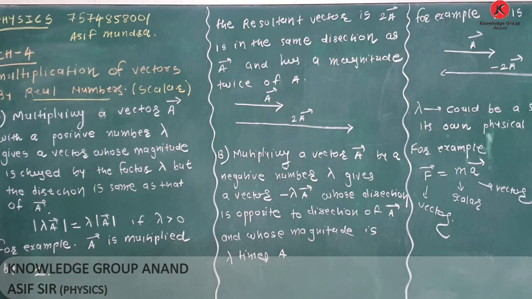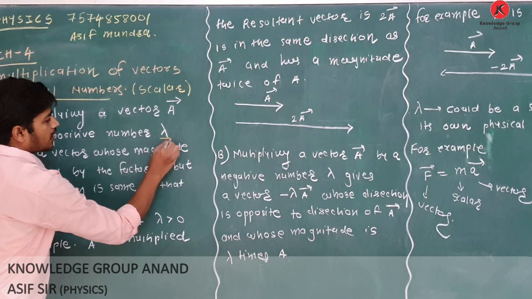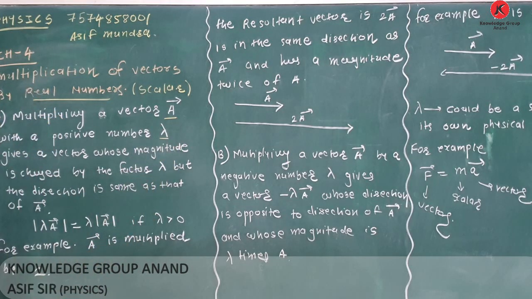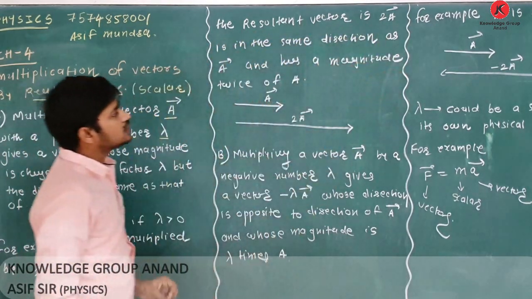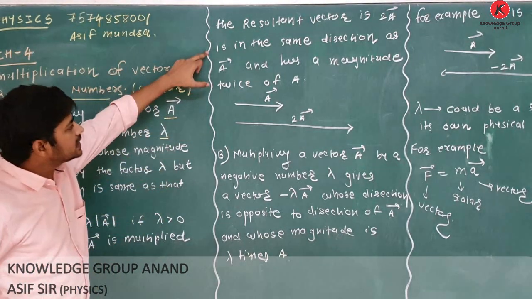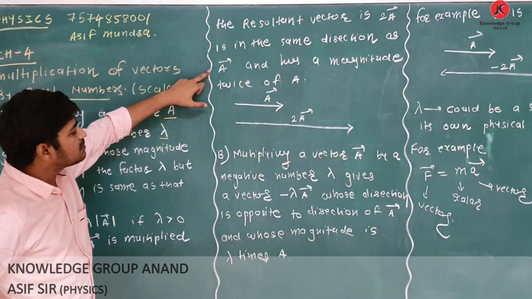Multiplying a vector A with a positive number lambda gives a vector whose magnitude is changed by factor lambda, but the direction is the same as that of A. Now what is meaning of this? We will take one example. We have one vector A and it is multiplied by 2. Then what is new vector? The resultant vector is 2A, in same direction as A and has a magnitude twice of A.